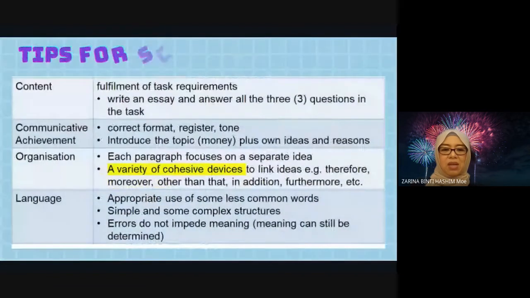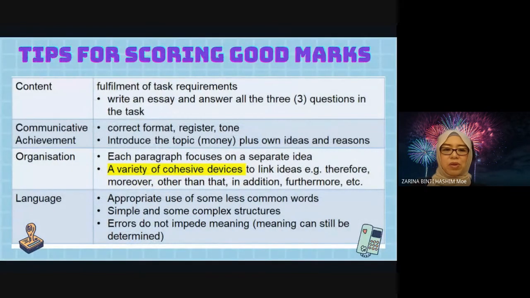Okay, these are the tips for scoring good marks. Okay, ini tips untuk dapat markah yang elok lah untuk part 2. Okay, so again nampak content dia sama je kan macam tadi dengan part 1. So content, fulfillment of task requirement. Selagi kamu memenuhi kehendak soalan, kamu jawab soalan dan jawab 3 yang question tadi, so you can get 5. Okay, content ni sama untuk part 1 sampai part 3, the same.